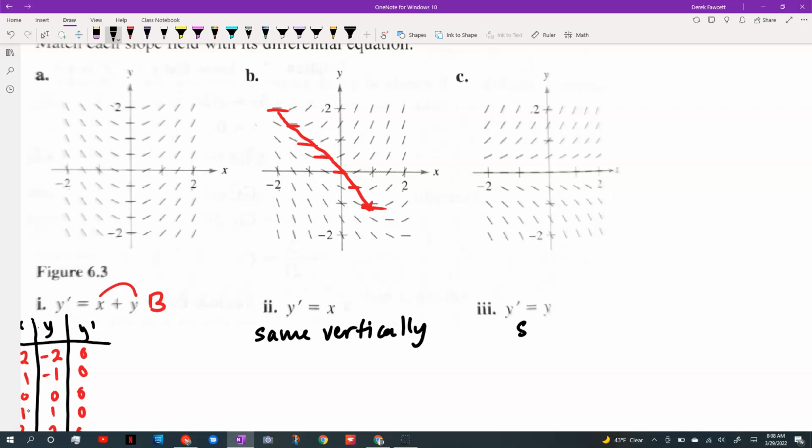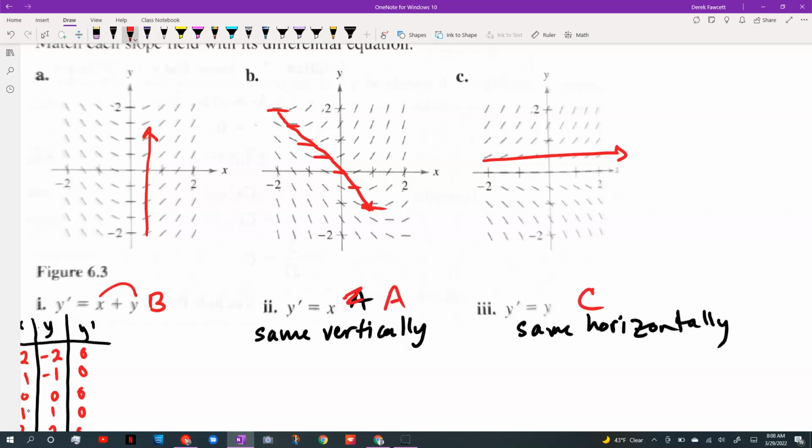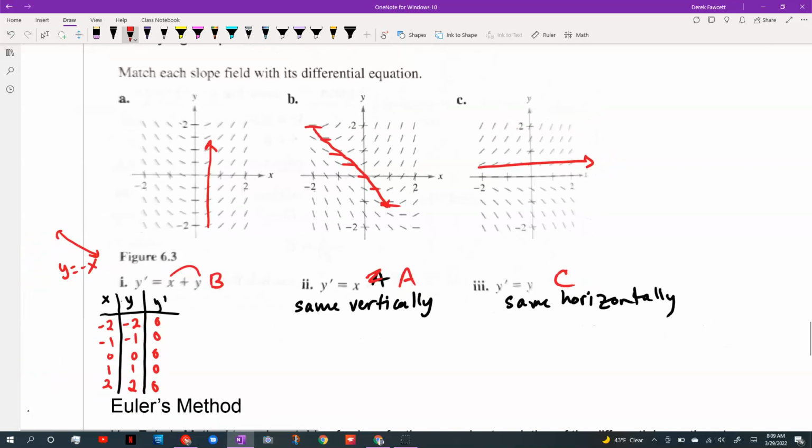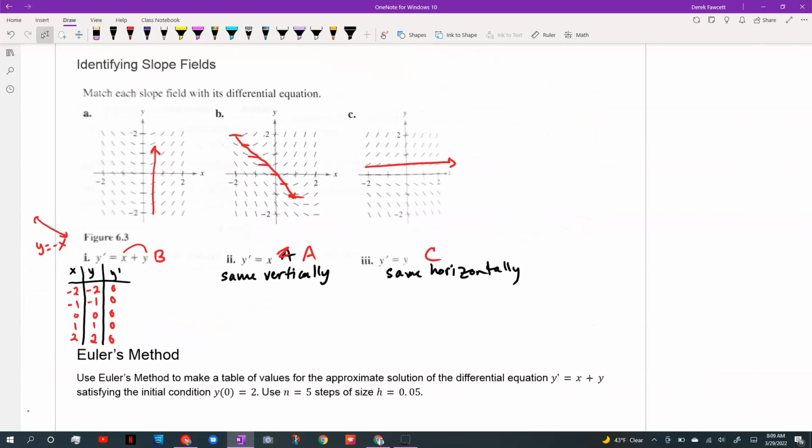And if there's no x, the slopes are the same horizontally, right? So on A, they are the same vertically, meaning when you go up, they are the same. And then on C, they are the same. So this is C, and that is A, because on C, they are the same horizontally. So this is fairly easy if you know some of those shortcuts to understanding those slope fields and their graphs.